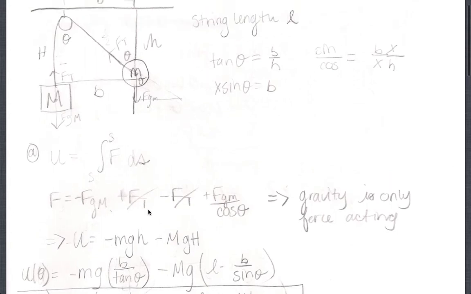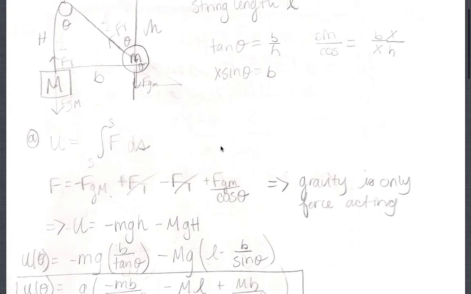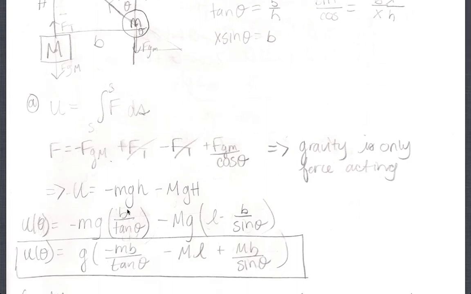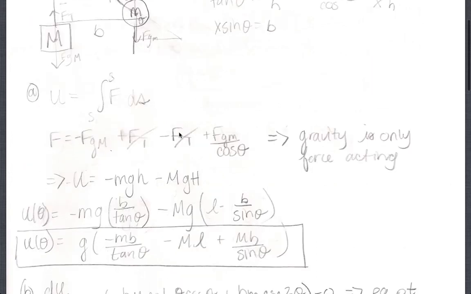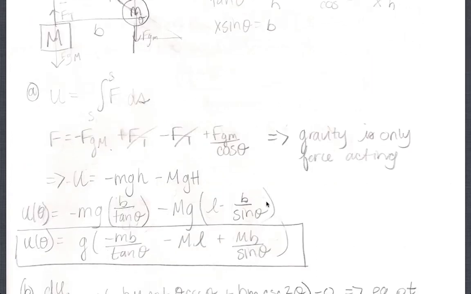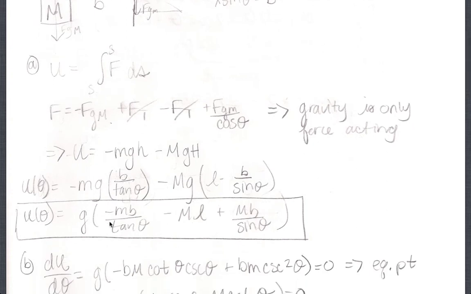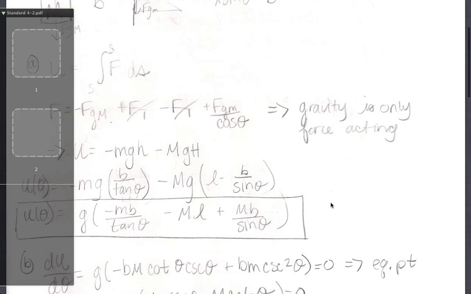And if we consider the zero potential energy to be here, since this is where the height is labeled, and that makes the most sense for this problem, solving for the heights with trig functions, you get, for little h, b over tangent theta, and for big H, it's L, which is the length of the string, minus this part, which is b over sine theta. And just simplifying that, you get this for the potential energy.